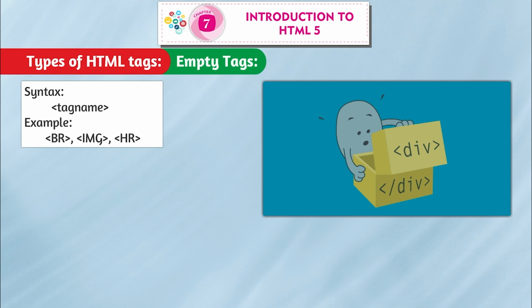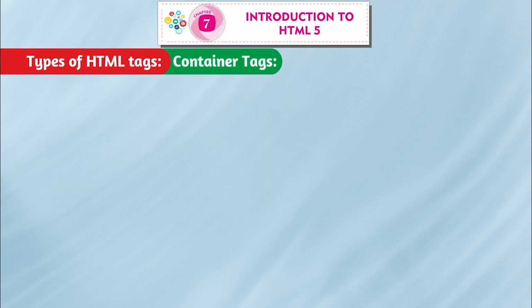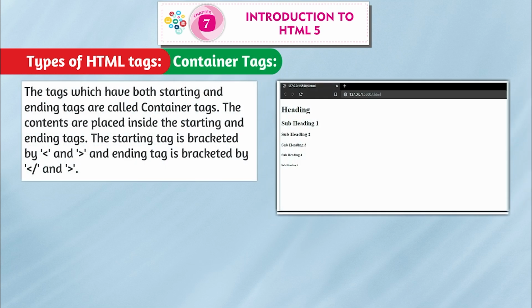Syntax. Example. Container tags. The tags which have both starting and ending tags are called container tags. The contents are placed inside the starting and ending tags. The starting tag is bracketed by angle brackets and the ending tag is bracketed by angle brackets as well.